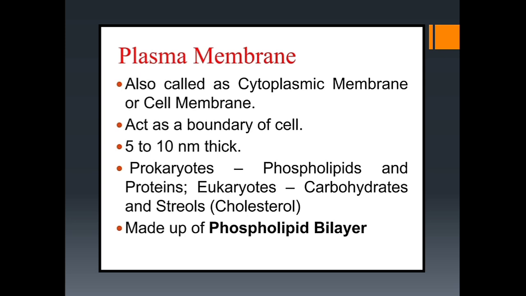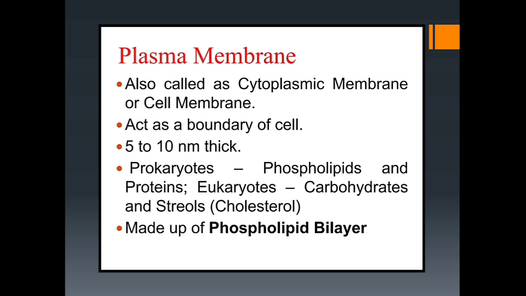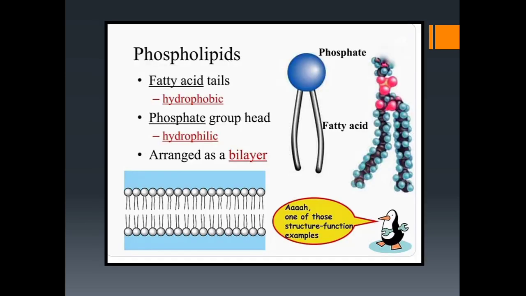So what is a phospholipid bilayer? Let's talk about it. What do you mean by phospholipid? The name itself defines it: phospho means it consists of a phosphate group, and lipid means it consists of a lipid group. That's why it is called a phospholipid bilayer, a bilayer made up of a phosphate and a lipid group.